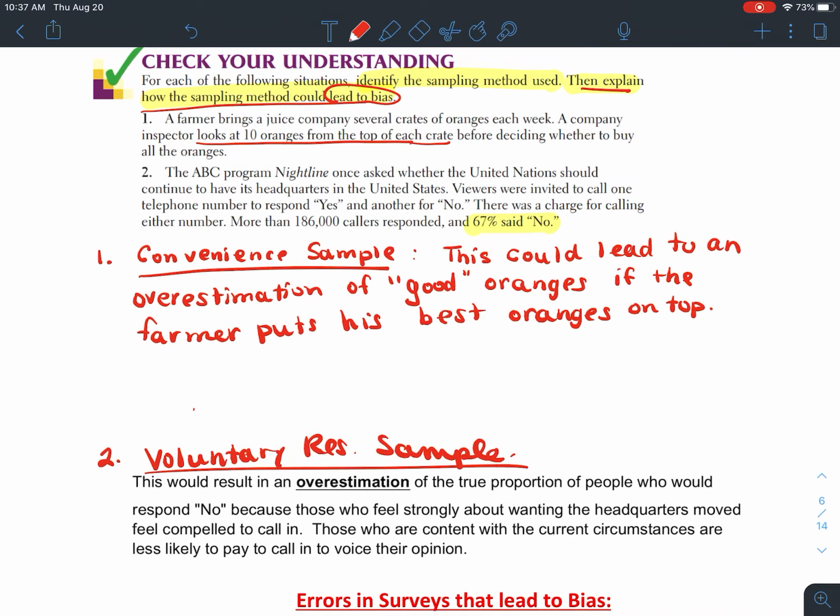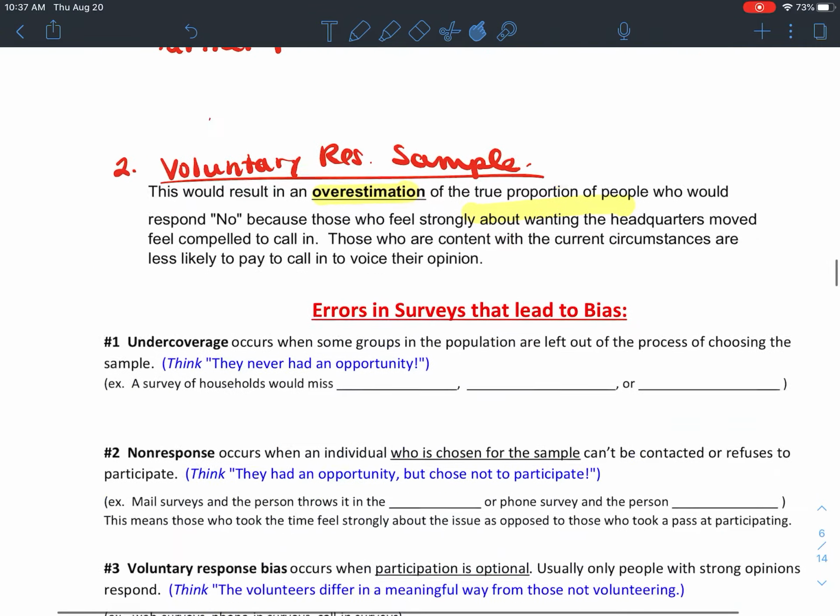And then here's our problem with that. We would say this would result in an overestimation of the true proportion of people who would respond no, because those who feel strongly about wanting the headquarters moved, they are the ones who feel compelled to call in. The ones who are happy with where the headquarters already are located, they're probably not as compelled to call in. It's those who want to change who are more inclined to phone in. So that's kind of why the 67% no could be overestimating those people, because the yeses didn't really call in.